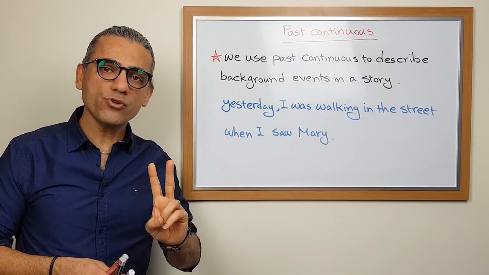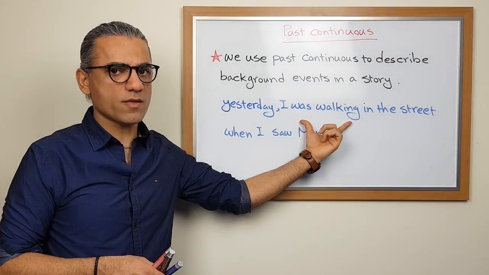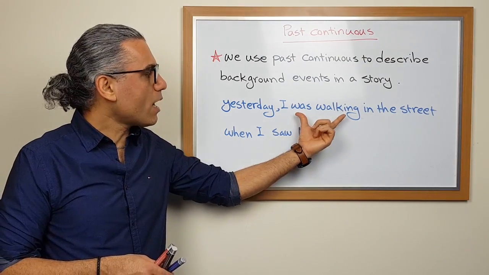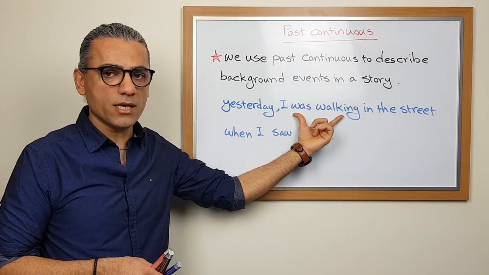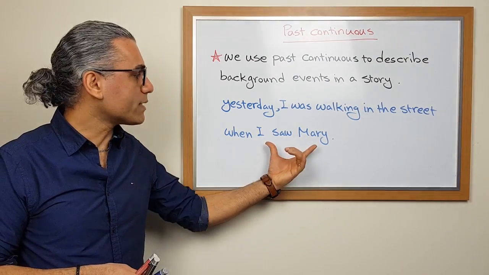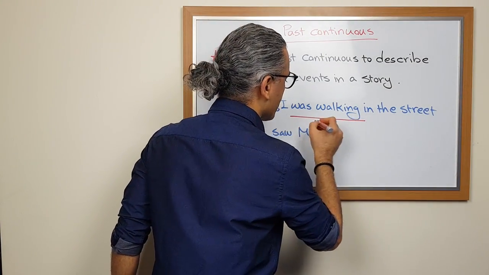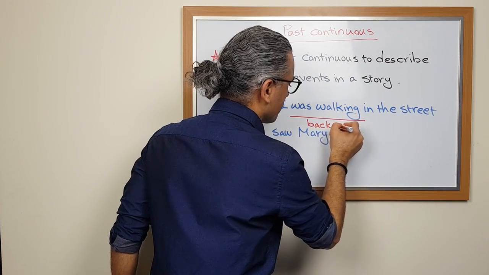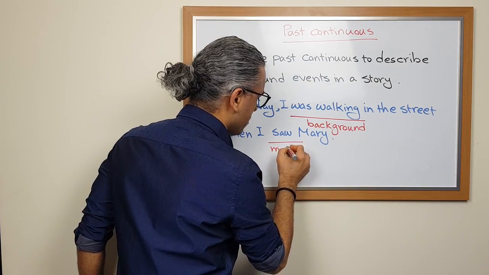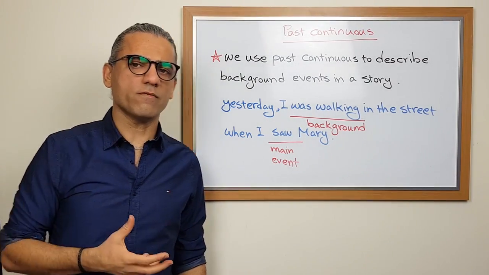As you can see, we have two tenses, two sentences in this example. I was walking in the street. This is in past continuous. I saw Mary. This is in past simple. I was walking, past continuous in here, is describing the background event of the story. And I saw Mary is the main event. So this is background. And this is main event. Now, what is the meaning of main event in a story?